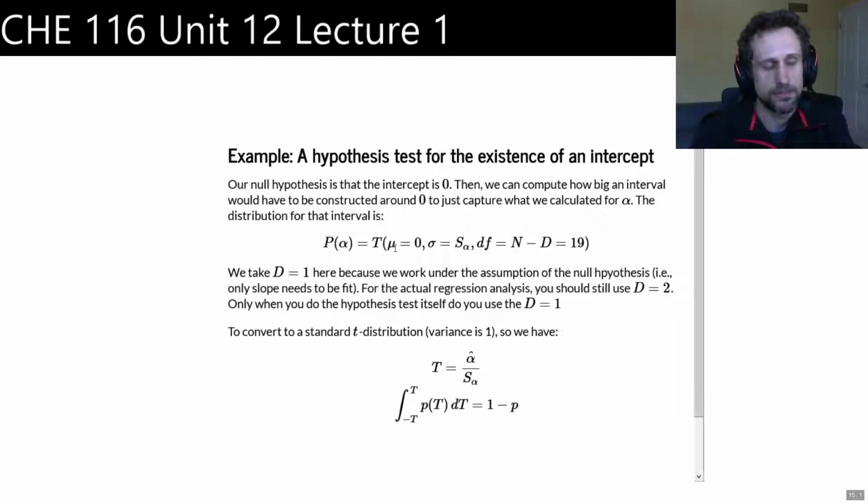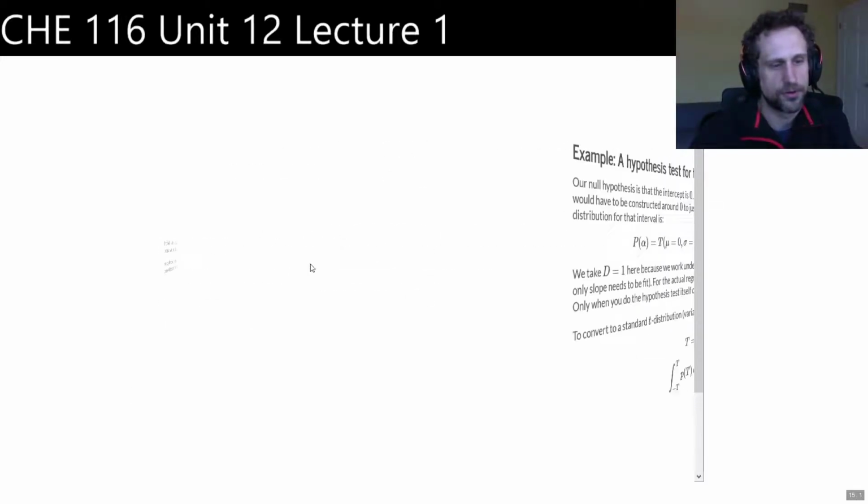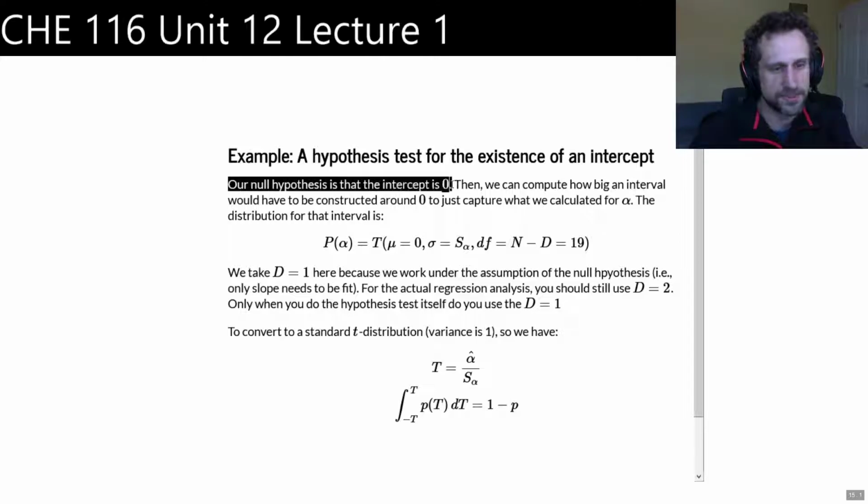If we were going to do a hypothesis test, remember that the null hypothesis is always the simplest case. So the simplest case would be that the intercept is 0. Okay, so we're going to assume the null hypothesis that our intercept is 0. Then we're going to do the math assuming that the null hypothesis is correct, and we're going to compute a p-value. So let's begin. I'm going to say the null hypothesis is that the intercept is 0.